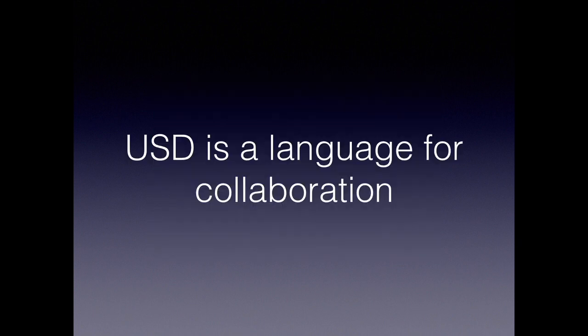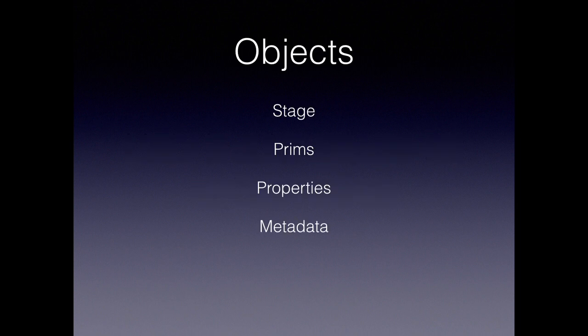So at its core, USD was built as a language for collaboration. If you've ever opened up a USD stage before, you'll see that there's a bunch of prims, which are locations in the scene graph arranged hierarchically. Each prim then has a set of properties, which are attributes and relationships. So if we had a sphere on a USD stage, the sphere would be a prim, and its radius would be a property of that prim.